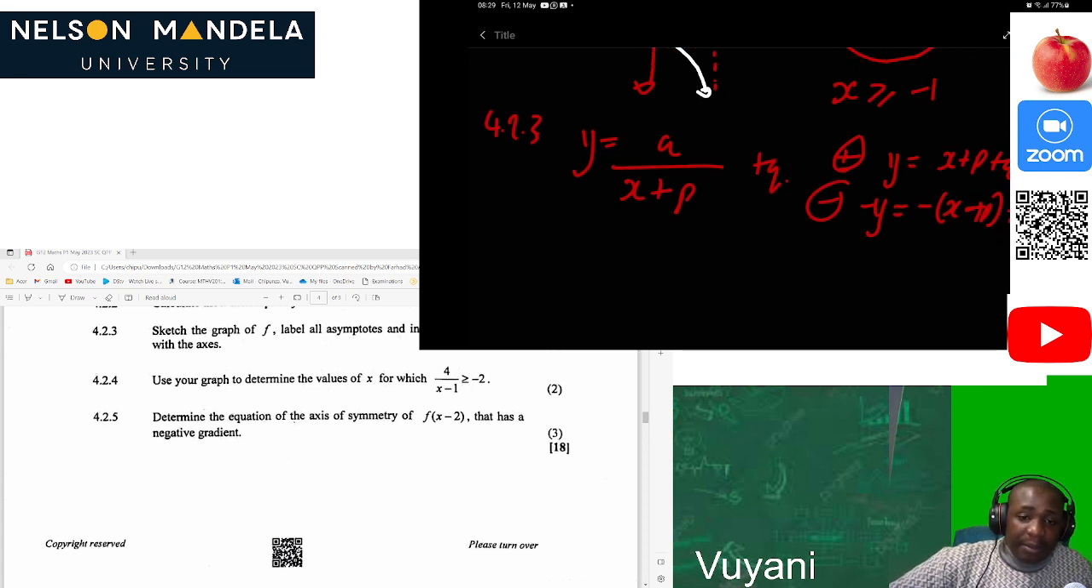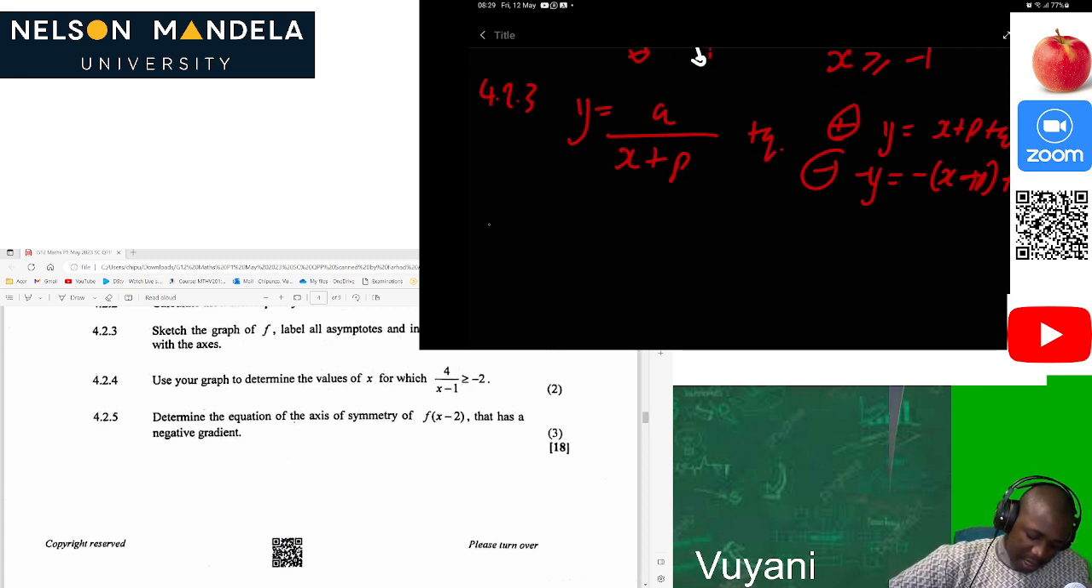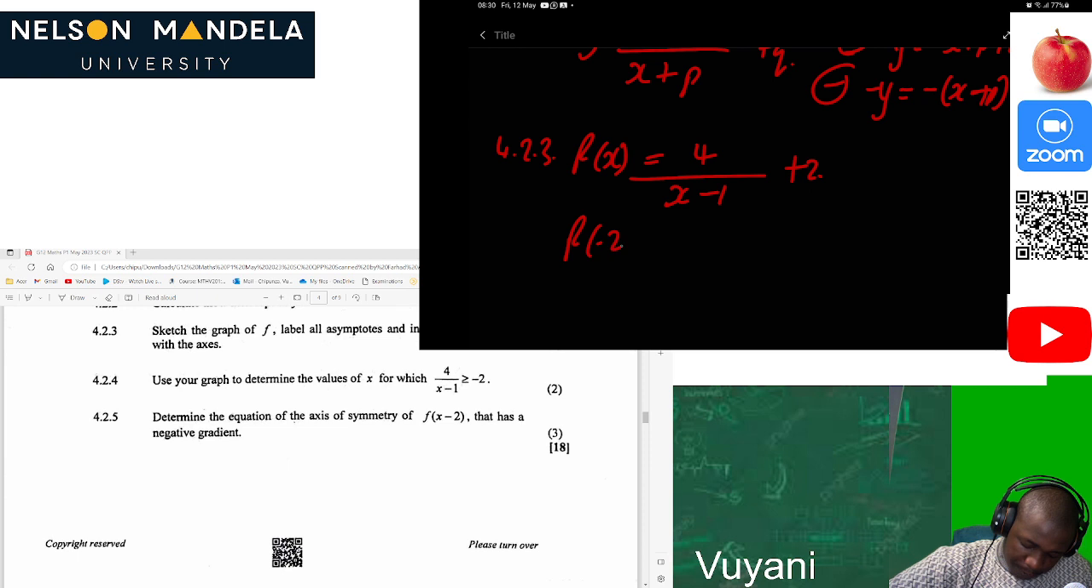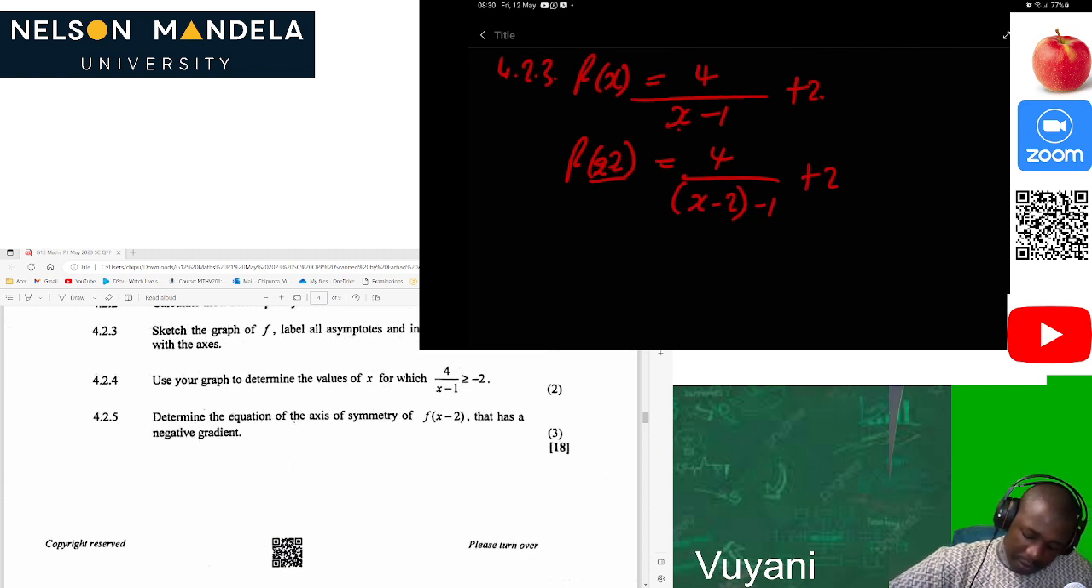So let's apply the same concept, in question 4.2.3. We are given initially that f of x is equal to 4 over x minus 1 plus 2. Now they are saying it's f of x minus 2. So this will be 4 over, where there is x, we substitute x minus 2, minus 1, plus 2. So this will be 4 over x minus 3 plus 2. So this is the new function.